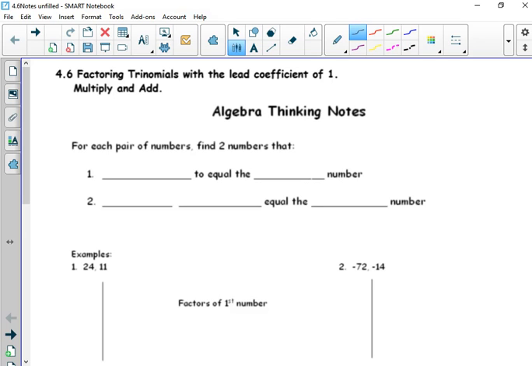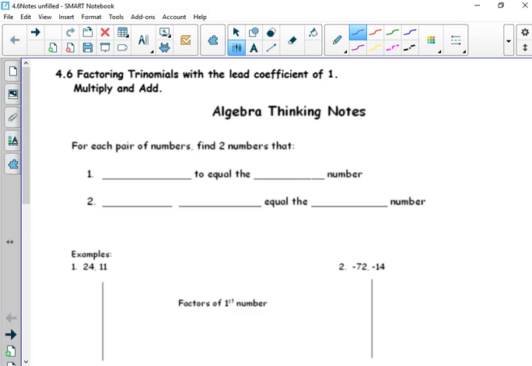Last lesson we talked about the GCF. And remember I said the first step of factoring is take out the GCF. So the first step of factoring is the GCF. Okay? So it is the first step of factoring.